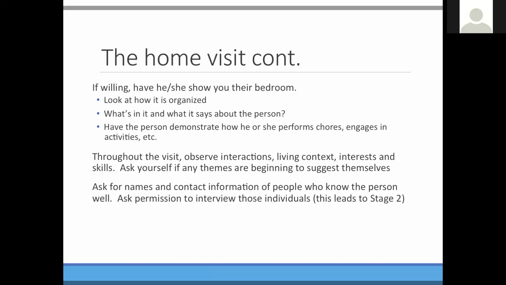So throughout the home visit, we want to observe individuals' interactions. We want to observe their living context, environment, what their interests and skills are. And we want to start looking for, are there reoccurring themes that might start suggesting themselves? For example, the individual who did a lot of work with his grandpa every weekend in his shed, he was working on cars every weekend. So that was something that was emerging that we wanted to explore further. We also want to ask for names and contact information of people who know the person well, because we want to follow up with them and have additional conversations.